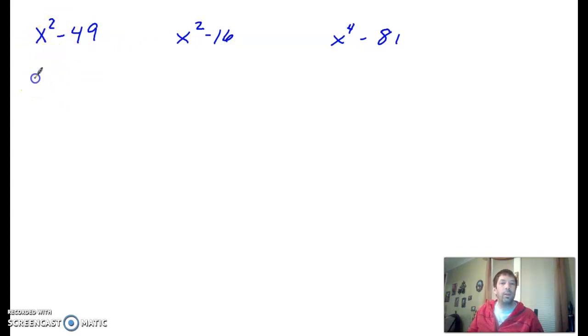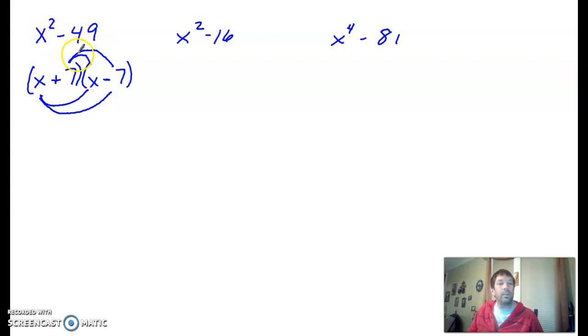So the square root of x squared is just x, and the square root of 49 is 7. So what we're going to do is we're going to put x and 7 in both parentheses, and then one of them is plus and one of them is minus. Okay? That way, if we were to multiply this back out, x times x is x squared. X times negative 7 is negative 7x, but that cancels out 7 times x, which is positive 7x. And then 7 times negative 7 is negative 49, and we get back to where we started.